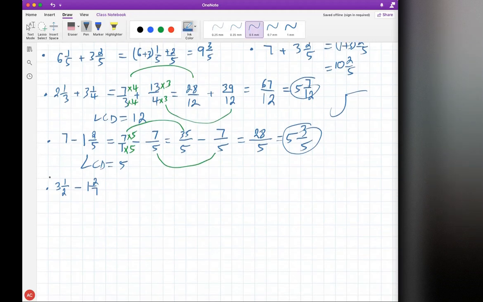So it's not going to work. If you think that we can just subtract the whole numbers, subtracting the fractions can be tricky. So you still have to find the LCD. So you need to turn this first into improper fractions. That's right. 2 times 3 plus 1 is 7 over 2. So, sir, 9 over 7.